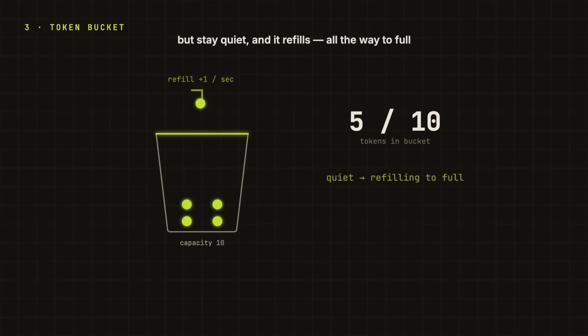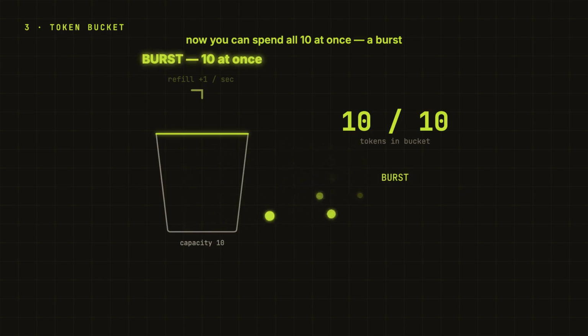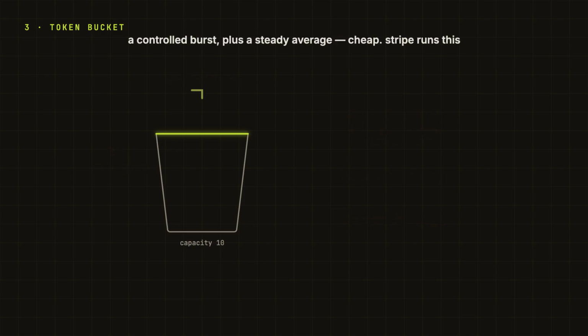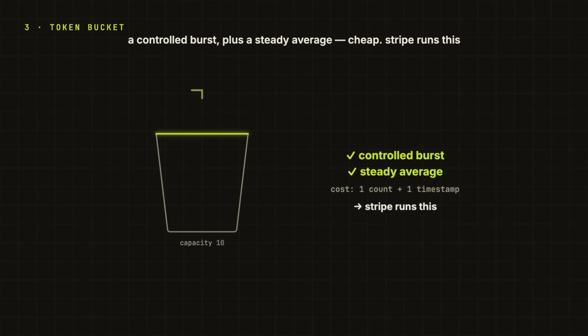But, and this is the nice part, if you've been quiet, the bucket fills back up. So you can spend all 10 at once, a burst, and then you're throttled back down to the drip rate. So token bucket gives you a controlled burst plus a steady average, and it's cheap: one count, one timestamp. That's why Stripe uses it for their request rate limits.